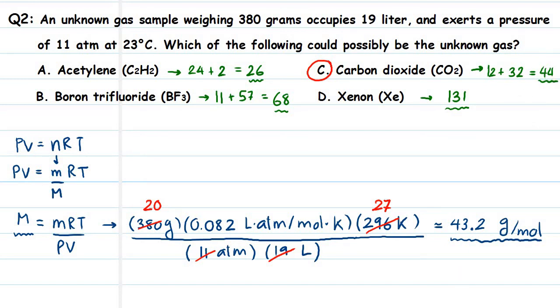And if you actually use a calculator in this calculation, you should get the value to be about 44.1 gram per mole. Again, it's pretty close to the approximated value that we got up there, 43.2 and 44.1. So let's try another question then.